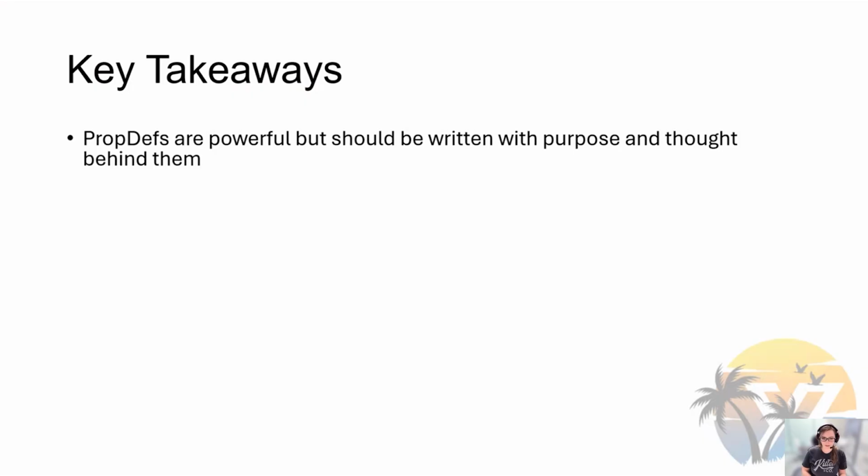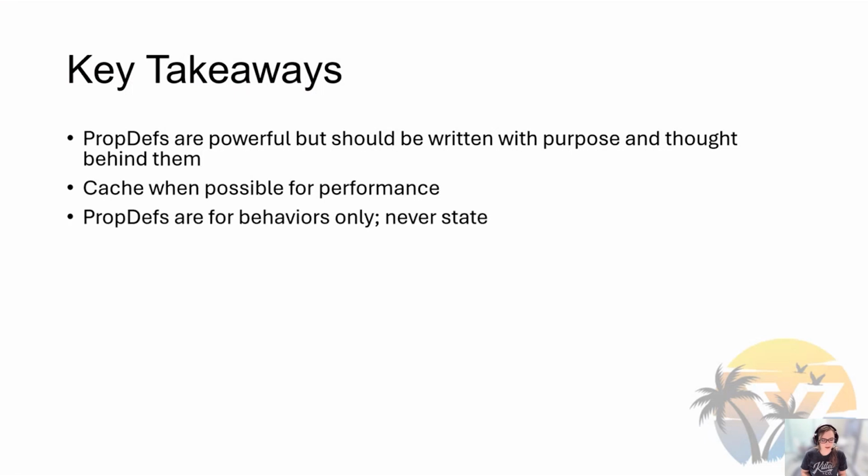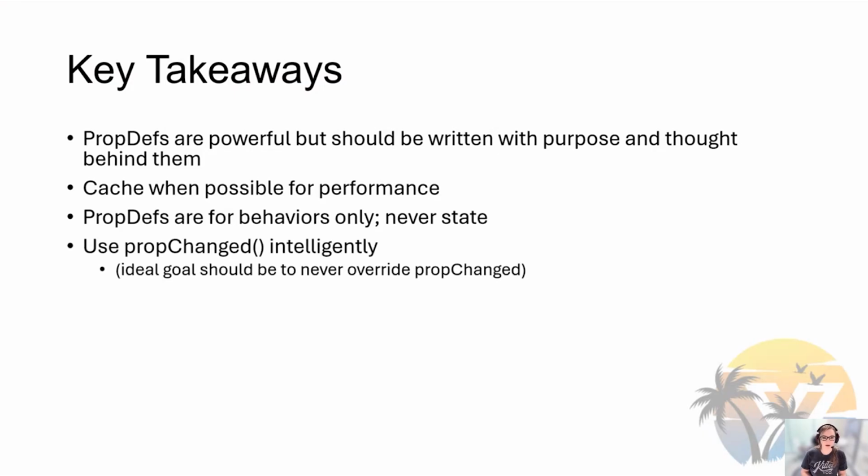So, things to take away from all of this. PropDefs are very powerful and very useful, but you should write them with purpose and with thought behind them. Cache when possible, trying to increase performance of your extension whenever possible. It's really nice for users. PropDefs are for behaviors only. Never state. Don't store information on them. Use propChanged intelligently. Your ideal goal should be to never have to override propChanged. It'll happen sometimes, but whenever you can, put all your reaction code in the actual PropDef instead.